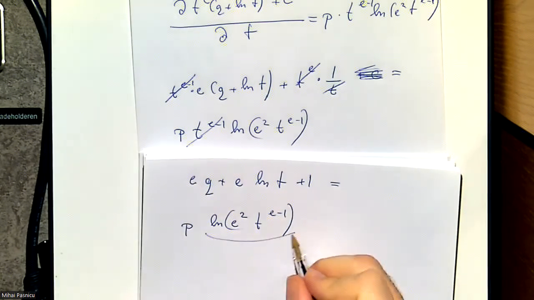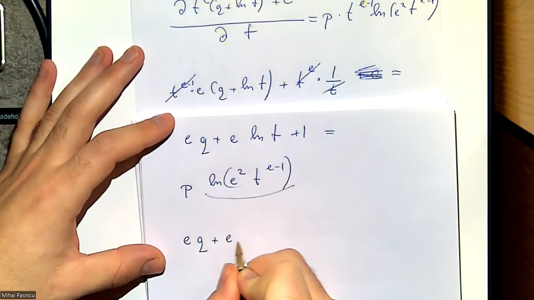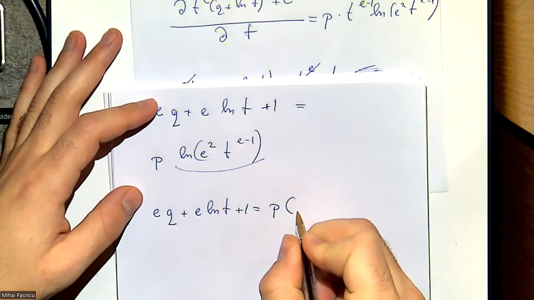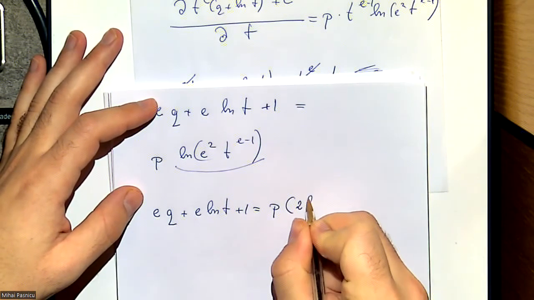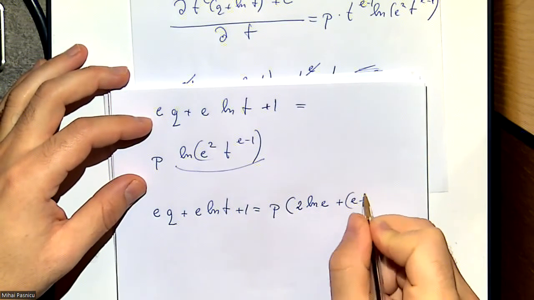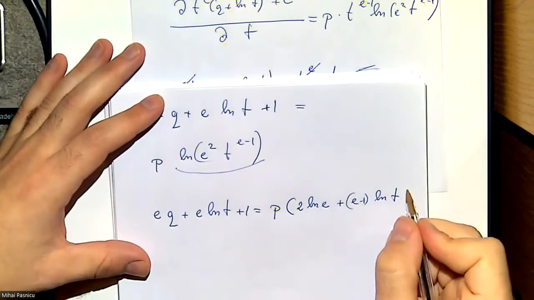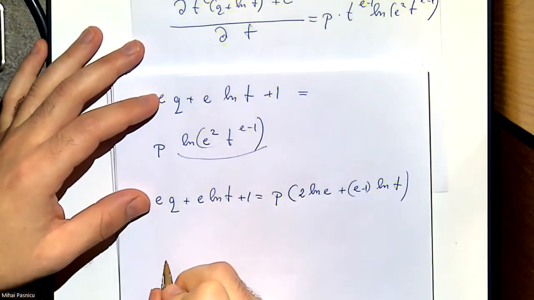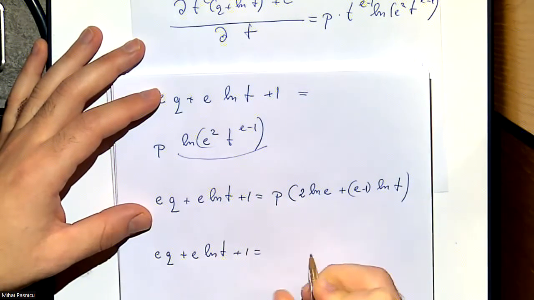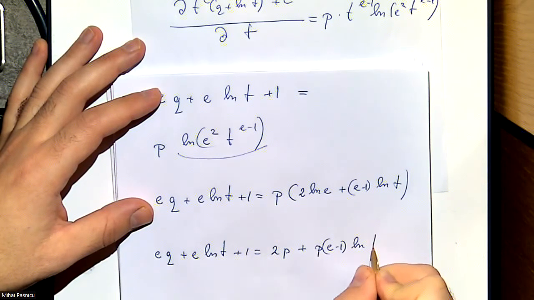let's just apply the log rules again to this. It is equal to E, and again, I do the same transformations I did before, and I get 2 ln of E plus E minus 1 ln of T. Okay, and now open the parentheses, and what do we get? We get EQ plus E ln of T plus 1 is equal to 2P plus P E minus 1 ln of T.